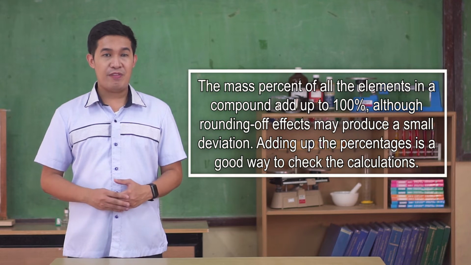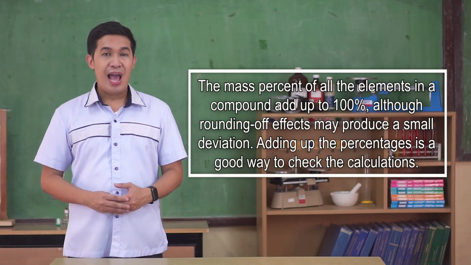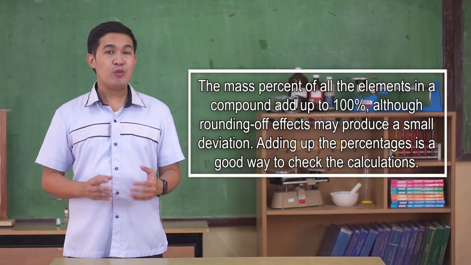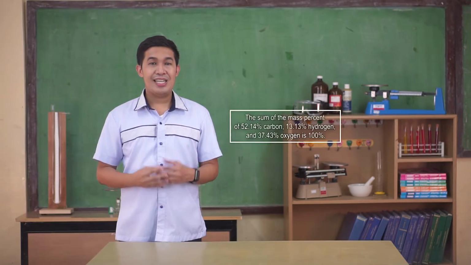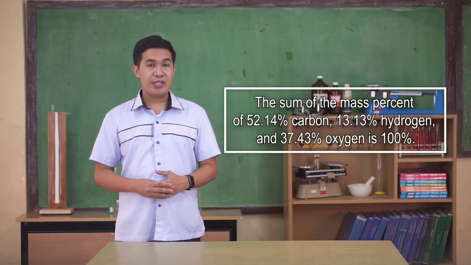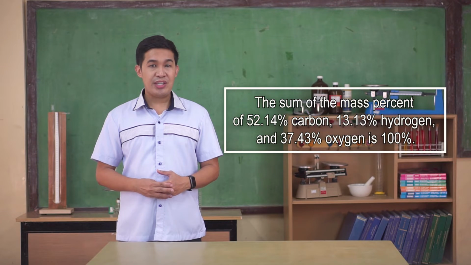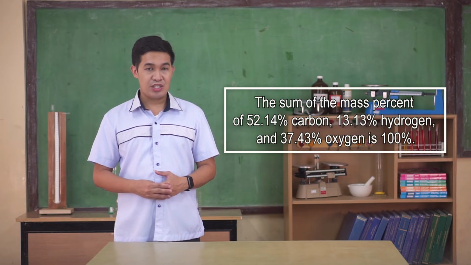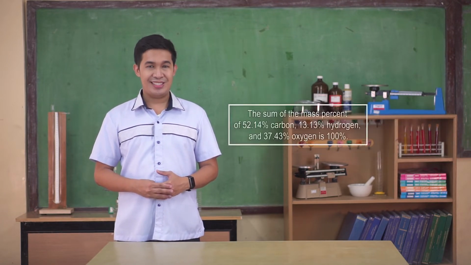Although rounding effects may produce a small deviation, adding up the percentages is a good way to check the calculations. In this case, the sum of the mass percent of 52.14% carbon, 13.13% hydrogen, and 37.43% oxygen is 100%.